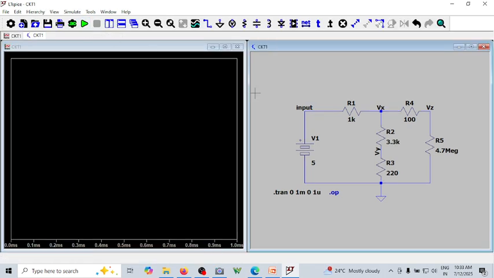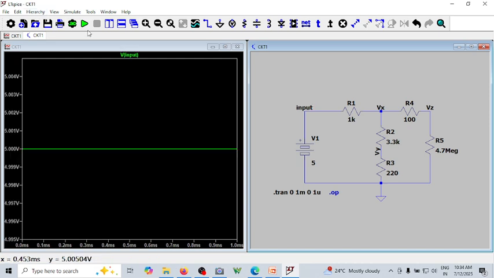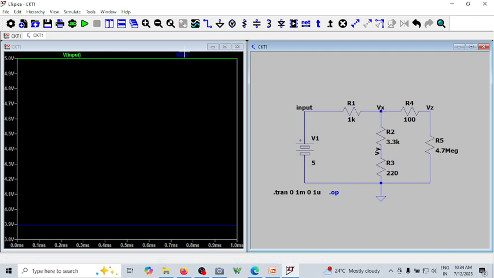Now if I go to the circuit, can you see that the moment I come close to a node, a red probe comes. That is when you go to a particular node. If I click on this, I will get the voltage at that node with respect to ground. You can see this is V of input, the voltage at the input node. If you click on this, I will get the voltage at the Vx node. Can you see? This is Vx.